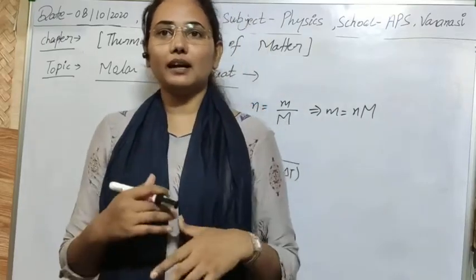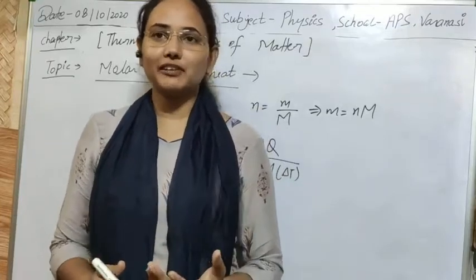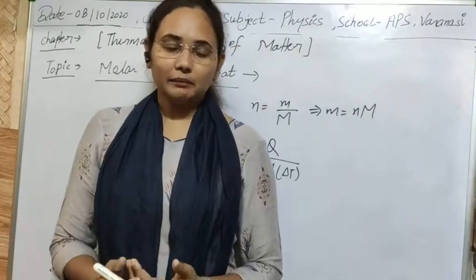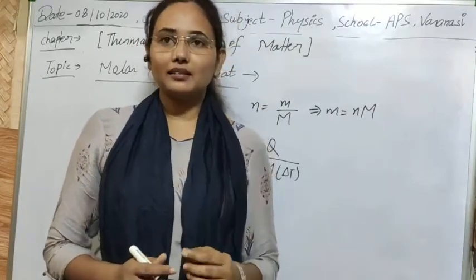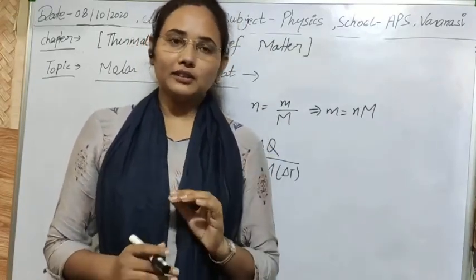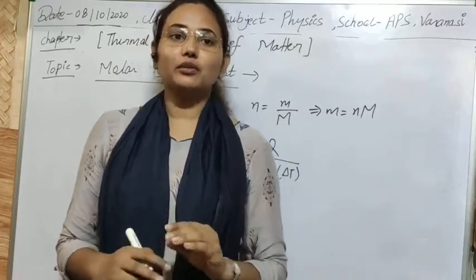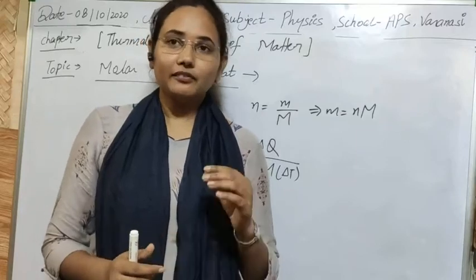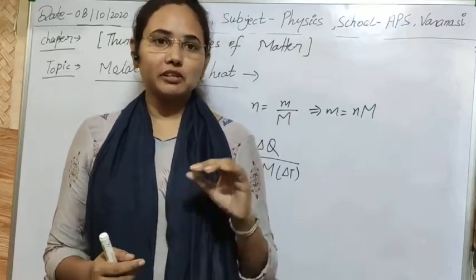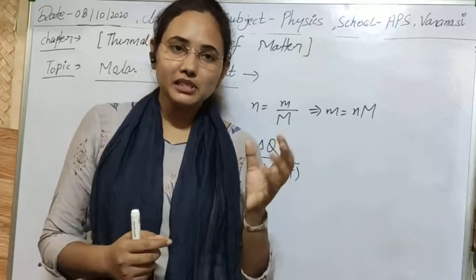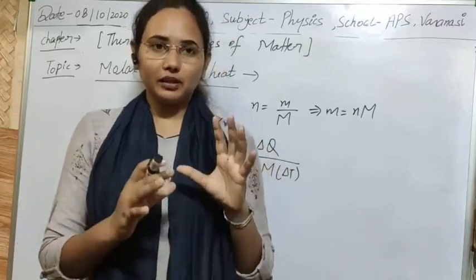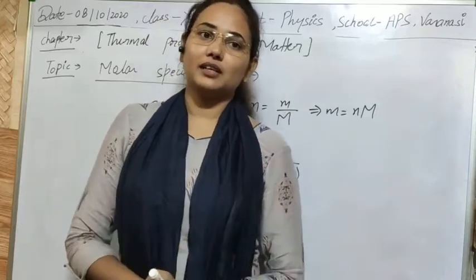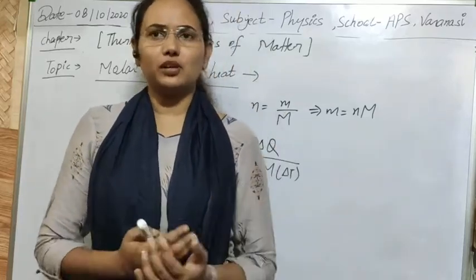We have already learned about specific heat capacity. As I told you, heat capacity is the heat required to raise the temperature of any amount of substance by 1 degree Celsius. And if that amount of substance is fixed at 1 gram or 1 kg, meaning some unit mass, then the heat required to raise the temperature of the unit mass of substance by 1 degree Celsius is known as specific heat.